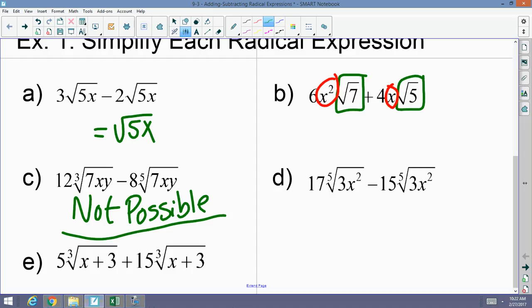Yeah, for B as well would be not possible. Thank you, my brother. Thank you very much, kid. Okay, how about this one?